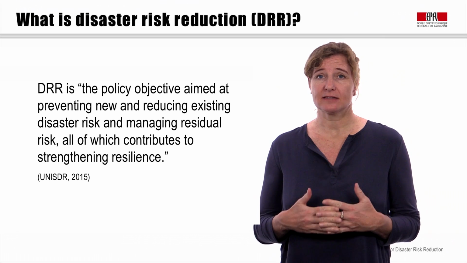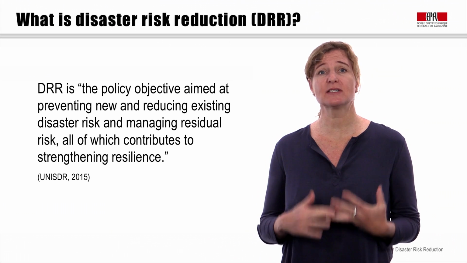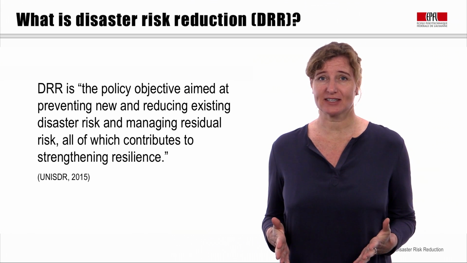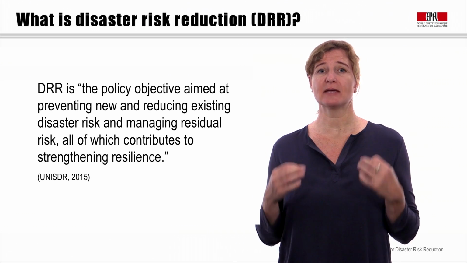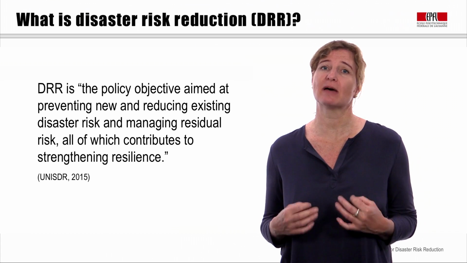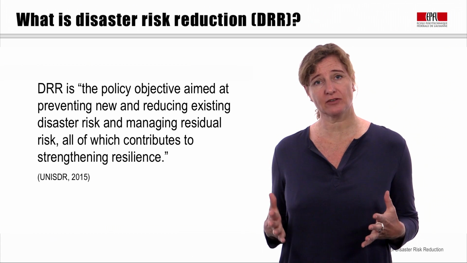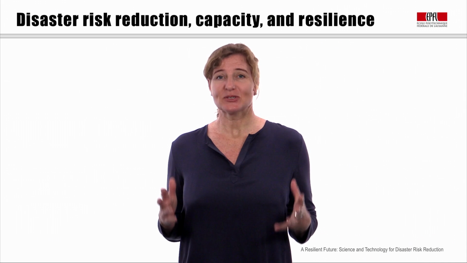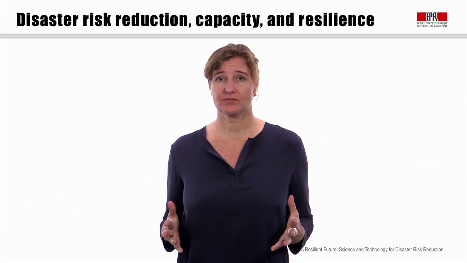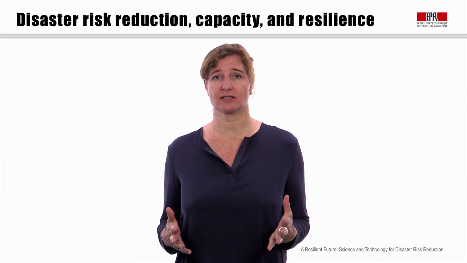Let us combine the different elements such as risk and disaster and look at how disaster risk reduction is defined. Disaster risk reduction is the policy objective aimed at preventing new and reducing existing disaster risk and managing residual risk, all of which contributes to strengthening resilience. So the central question is, how can we reduce disaster risk? We reduce disaster risk through increasing capacity and resilience.